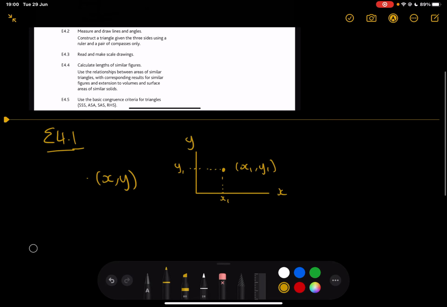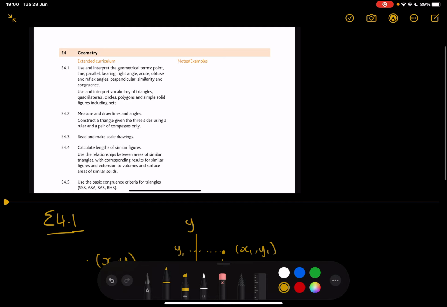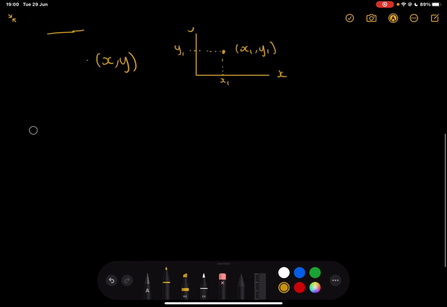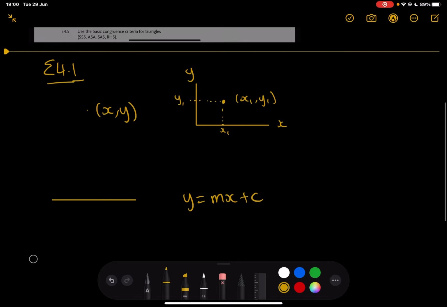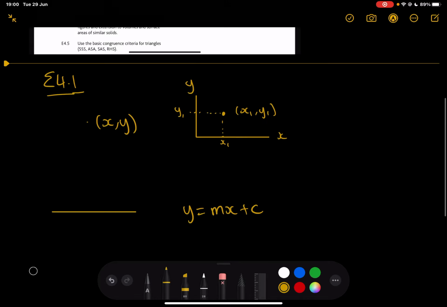Now, it says, use and interpret geometrical terms, line. So a line, we know this, it's straight, and it can have an equation of y equals mx plus c. It's a straight line, right? Okay. Use and interpret geometrical terms, parallel.